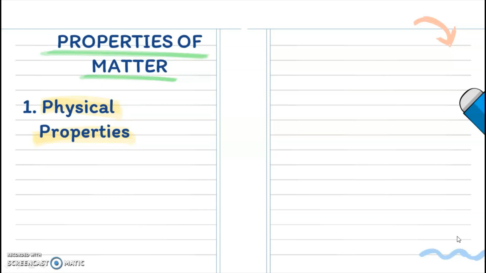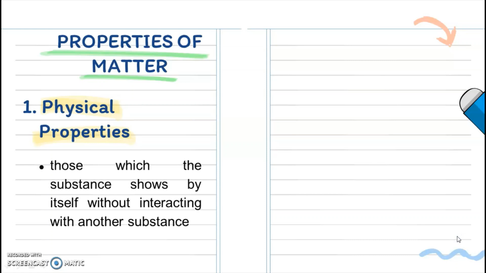Let's begin with physical properties. Those which the substance shows by itself without interacting with another substance. Ibig sabihin, kahit hindi natin siya ikumpara sa ibang bagay, makikita natin itong properties na to. Examples are density, color, and length. For example, we have a banana.